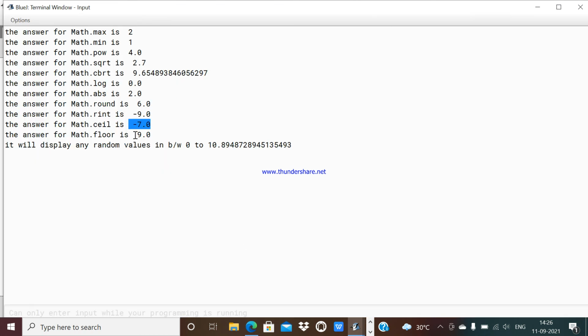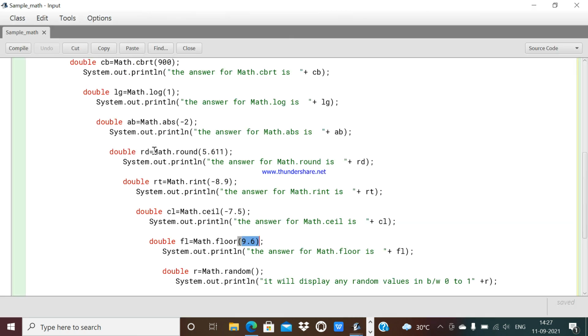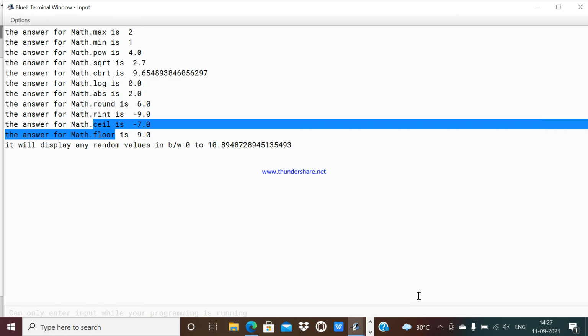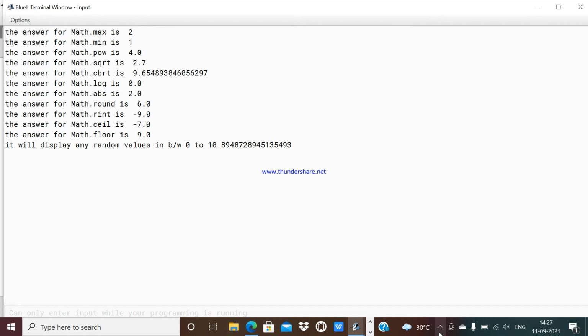It is displaying 9. Okay, so don't get confused between floor and CEIL. CEIL will display a number bigger than or equal to the number passed by the user, and floor will display a number smaller than or equal to the number given by the user. Now coming to finding a random number between 0 and 1. That's what we did. See, I have simply used the function math.random, and after running that, as you can see, it is showing a random number between 0 and 1.